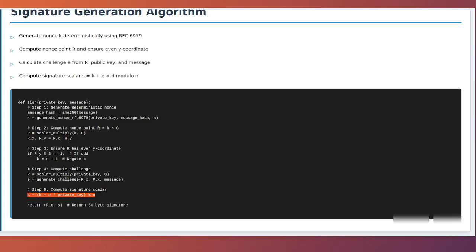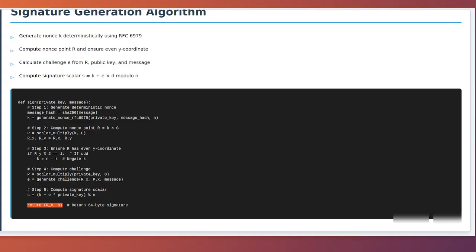The final signature output consists of the x-coordinate of R, which we'll call Rx, and the scalar S. Both are 32-byte values, giving us a 64-byte signature total. This signature is then typically encoded in hexadecimal or base 64 for transmission or storage. The signature is valid for the specific message M and public key P used during generation.